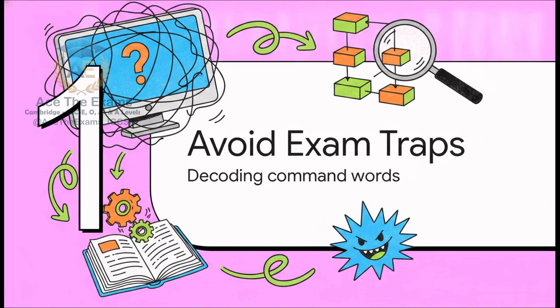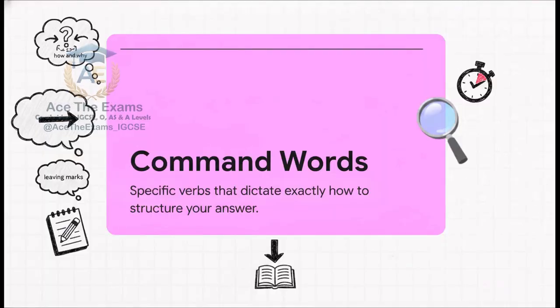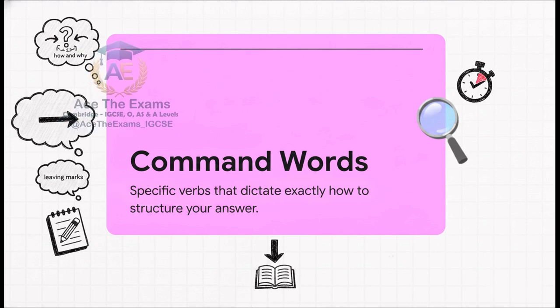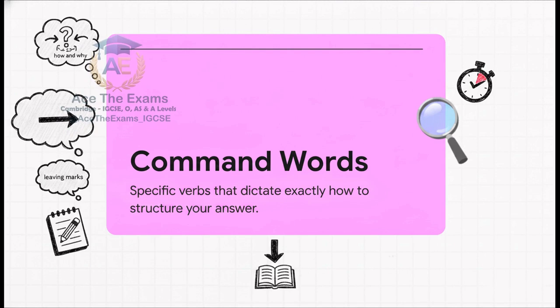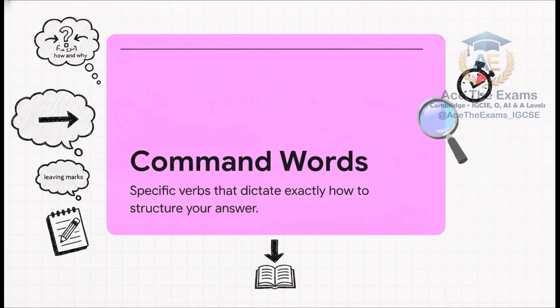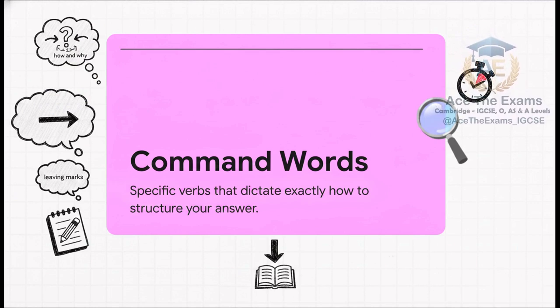Avoid common exam traps. Okay, so the absolute most crucial thing here is understanding your command words. These are those specific verbs sitting right at the start of a prompt. For instance, an explain question requires the how and the why, giving characteristics and reasons. On the flip side, a state or define question just needs a concise, precise definition. If you state when you're supposed to explain, you're just leaving marks on the table.